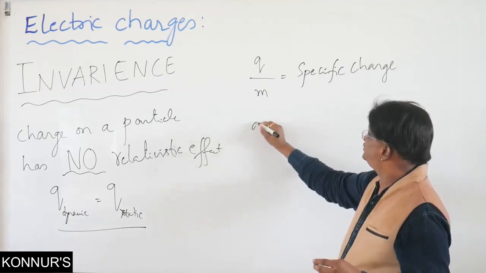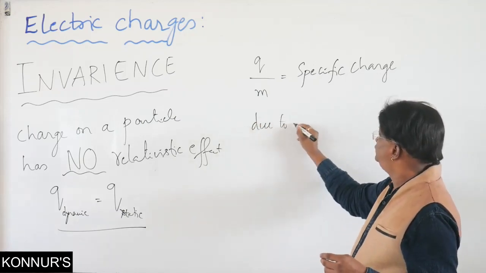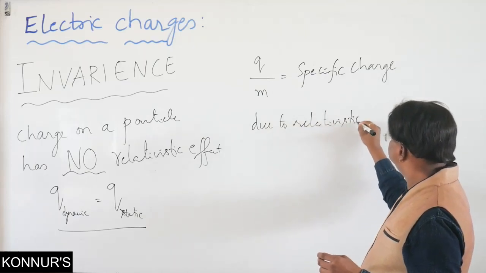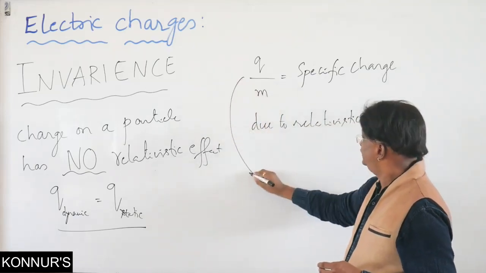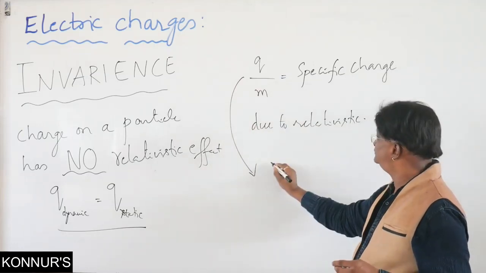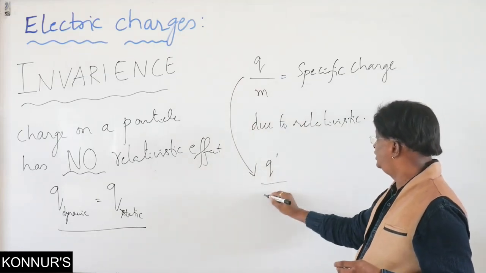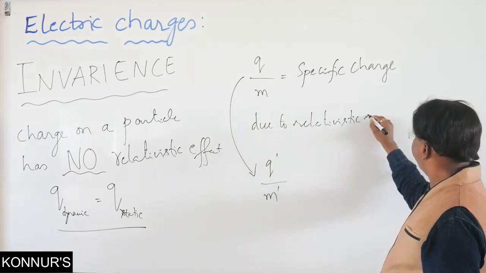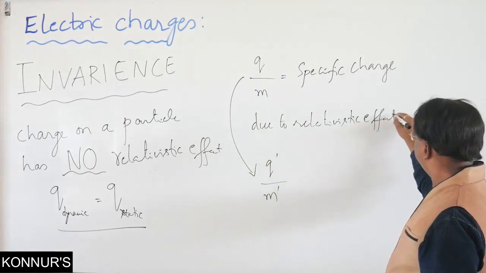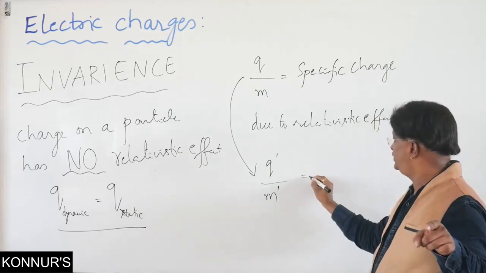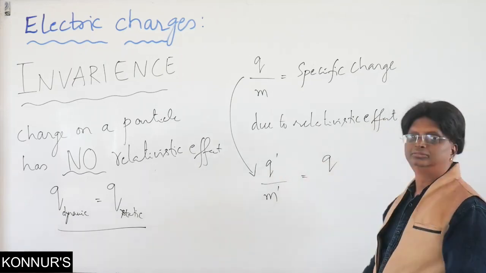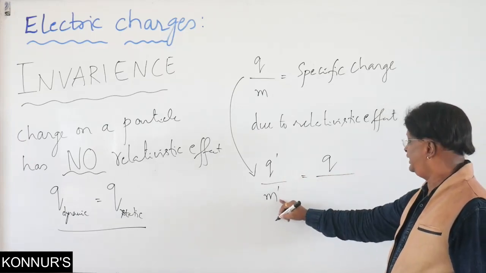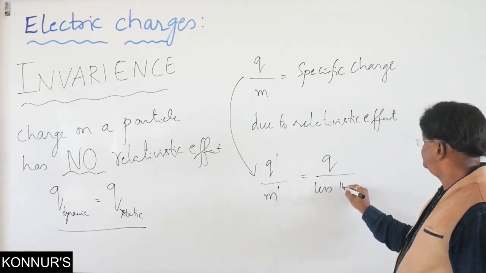Due to relativistic effect, suppose Q by M becomes Q dash upon M dash. Remember here, due to relativistic effect, from the earlier discussion, you substitute Q dash is equal to Q, and M dash is greater than M.